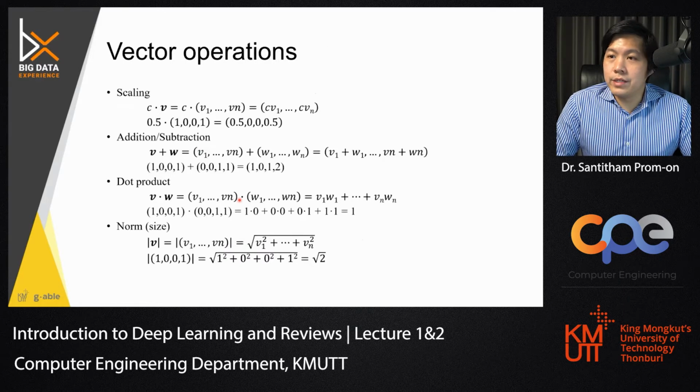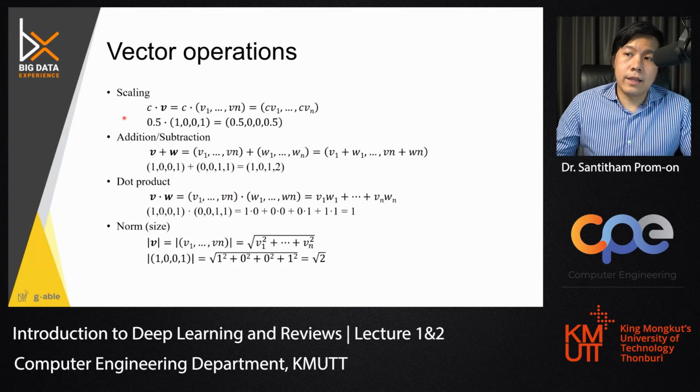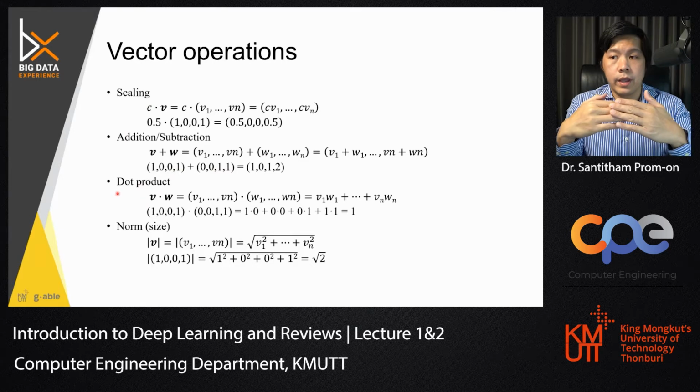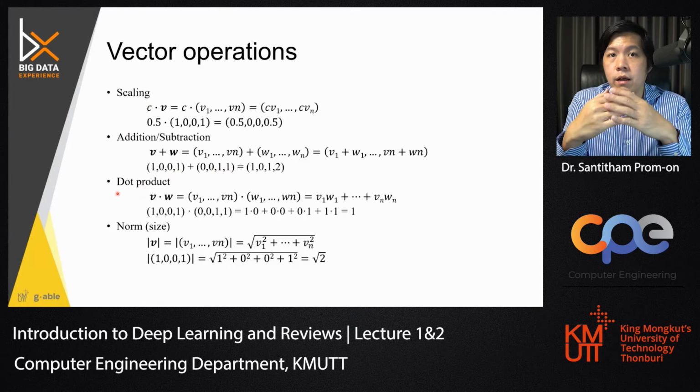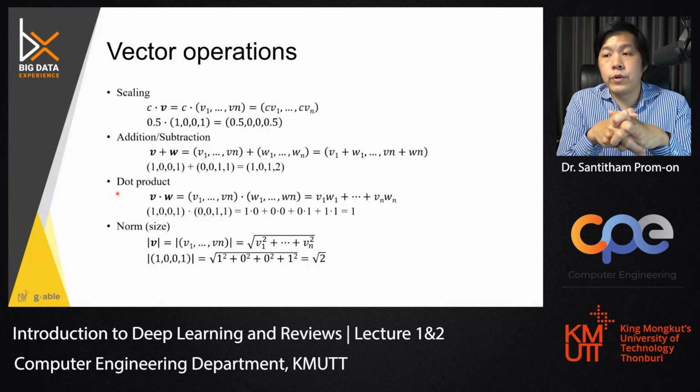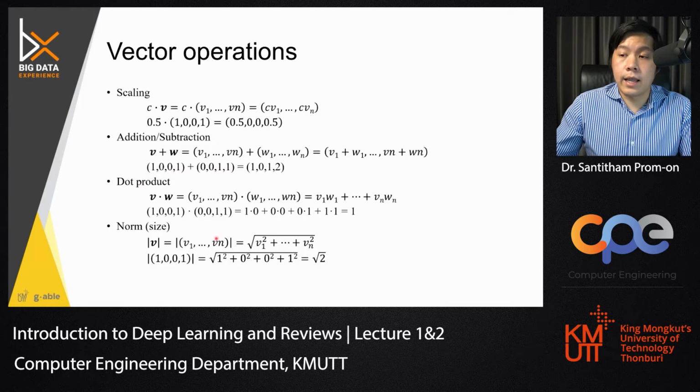Okay, so in summary, there are certain operations that you can perform on vectors, like scaling, multiplying with a scalar, addition, and subtraction, which perform element-wise addition and subtraction. The dot product, which will calculate the projection between two vectors, and the norm, which is calculating the size of the vector. This is the L2 norm.